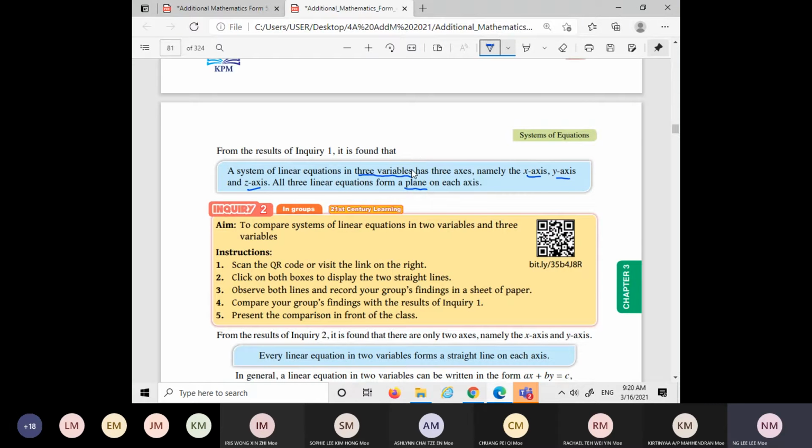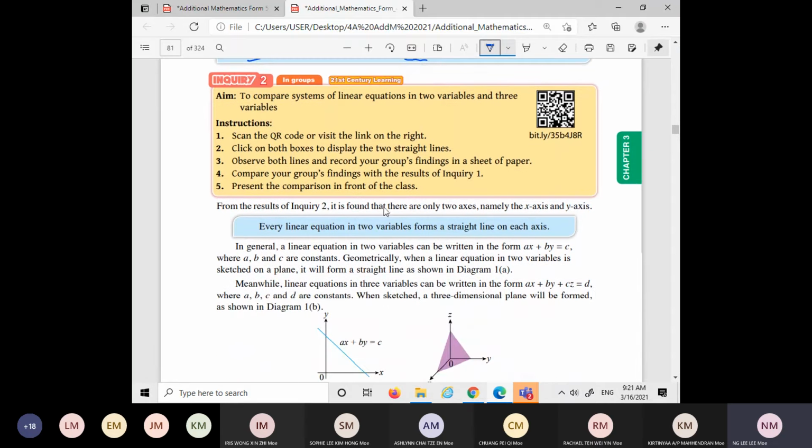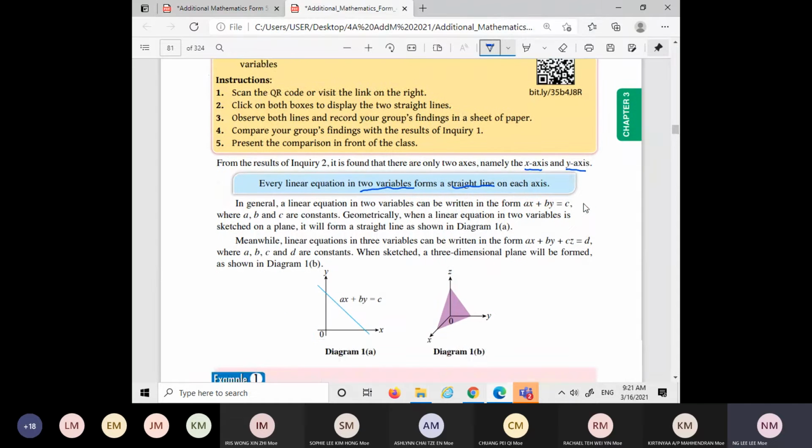Then how about for the two variables? Two variables, I think you are used to it. For two variables, you will form a straight line, and this one only has the x and y axis. If you can see the picture, now here they use y as the horizontal axis, z as the vertical axis, and the in and out axis they use as x. So it can be different, it doesn't matter, as long as you have three axes: one horizontal, one vertical, and one coming up. For the x and y axis, there is no problem, you are used to it.